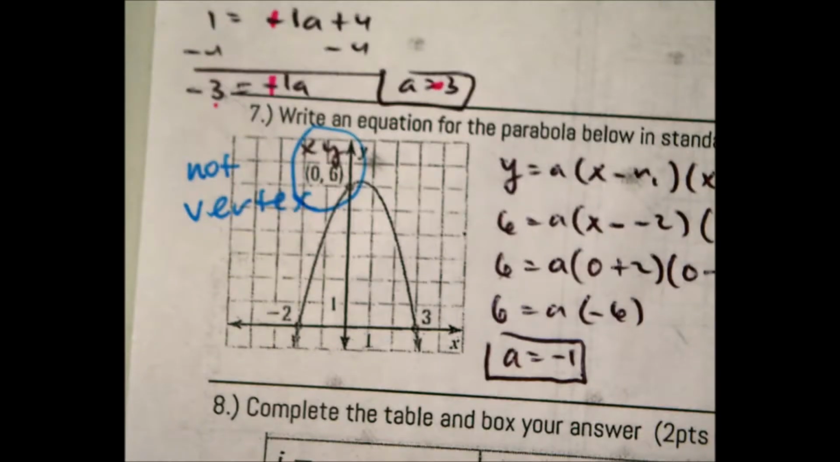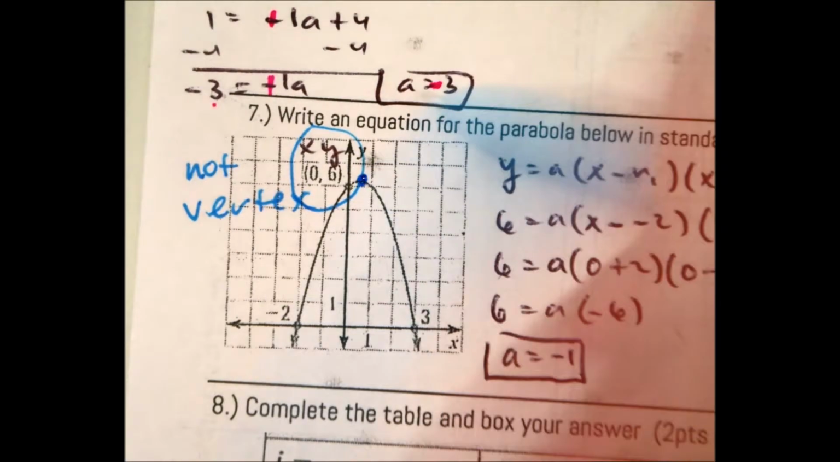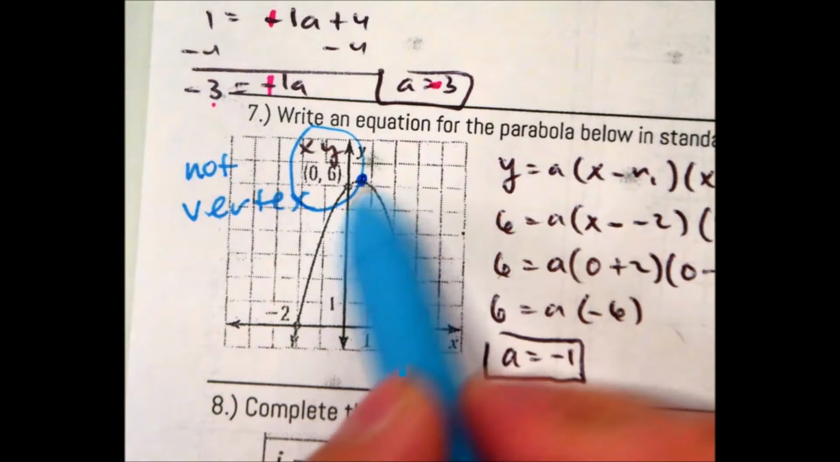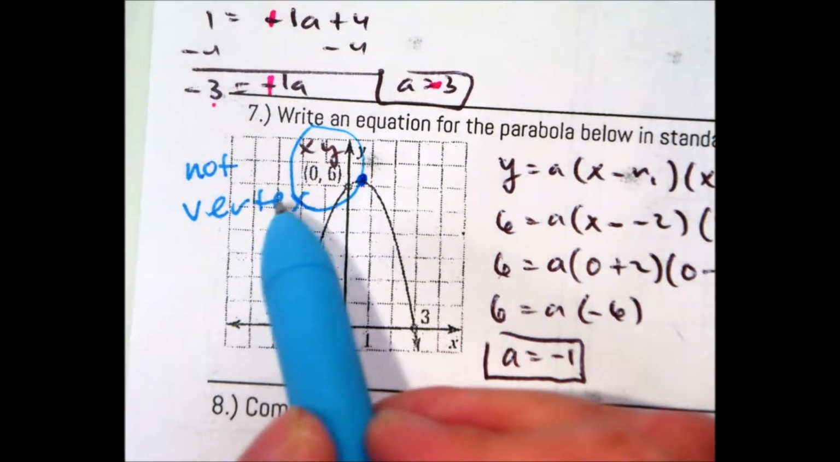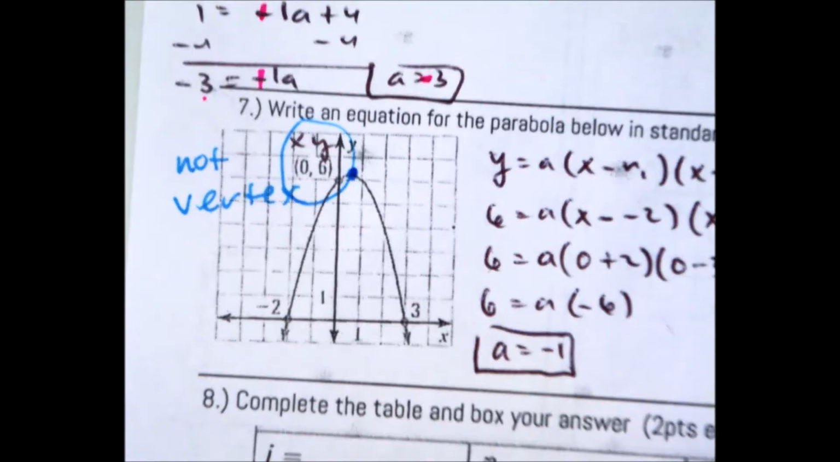So how do you know this is not the vertex? The point is (0, 6), the highest point. This is the highest point, right? That vertex is not. So you can't use vertex form. Does that make sense?